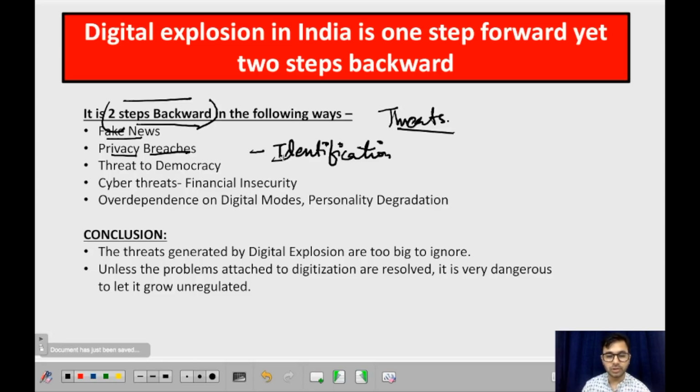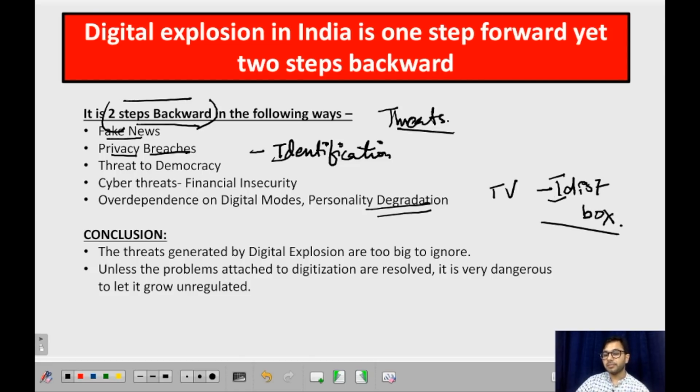Over dependence on digital modes, personality degradation. When TV was launched, it was called an idiot box by a lot of thinkers. The same holds for the internet. YouTube is a bane. YouTube is a boon because it has allowed you to understand a lot of things which you could not have understood otherwise. So there's an information explosion, but at the same time, it is taking you away from books. It is taking you away from direct interaction. It is taking you away from people as well as society on a large scale, and that results in personality degradation.